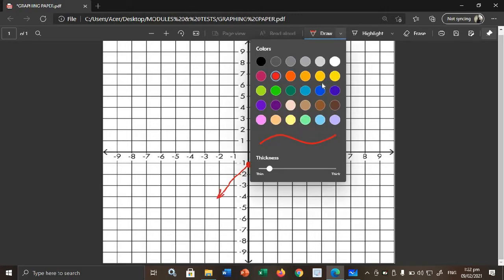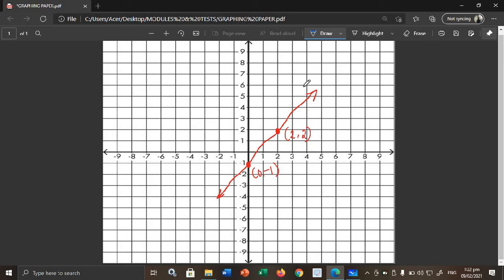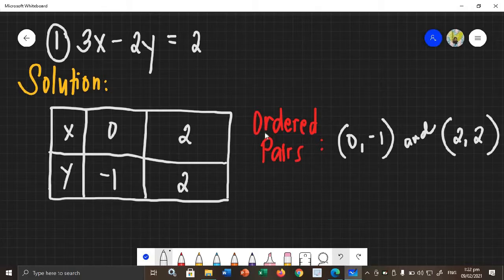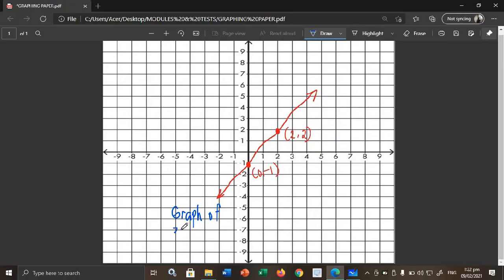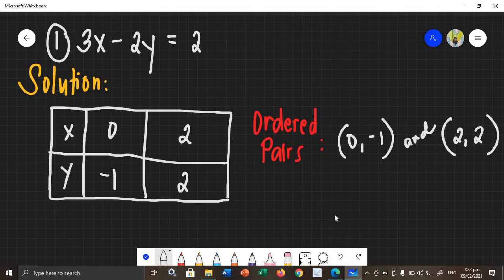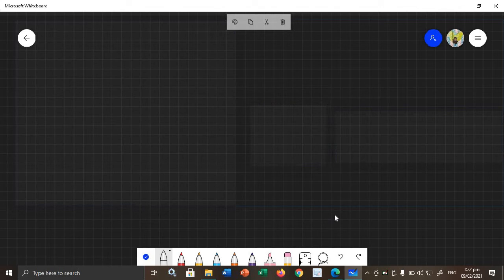And this will now be the graph of your linear equation. So, lagyan na lang natin dito graph of, and then yung given linear equation natin, which is 3x minus 2y equals 2. So, 3x minus 2y equals 2. And that's it. Now, that is how you graph linear equations using 2 points or 2 ordered pairs. Let's solve another example.